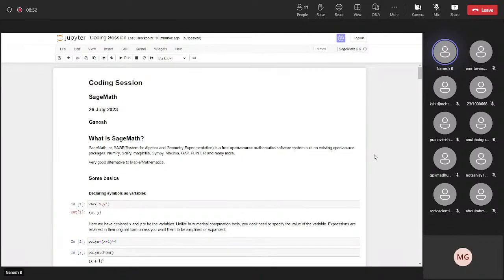Today's session is going to be on SageMath. It's a computational tool that people use. It's kind of an alternative to NumPy, SciPy. It's built on NumPy, SciPy, and other libraries. And it's an alternative to popular software like Maple and Mathematica.